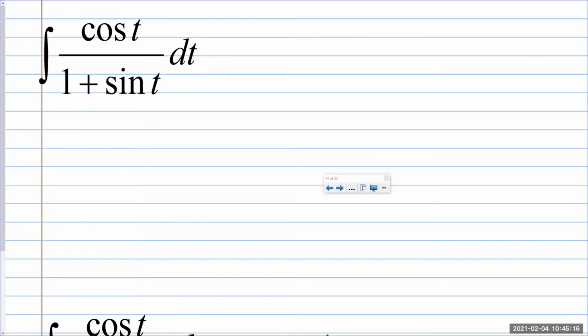Think about the other shortcut I know. What if I make the whole bottom my u? What if I make the whole bottom my u? What's the derivative of that?